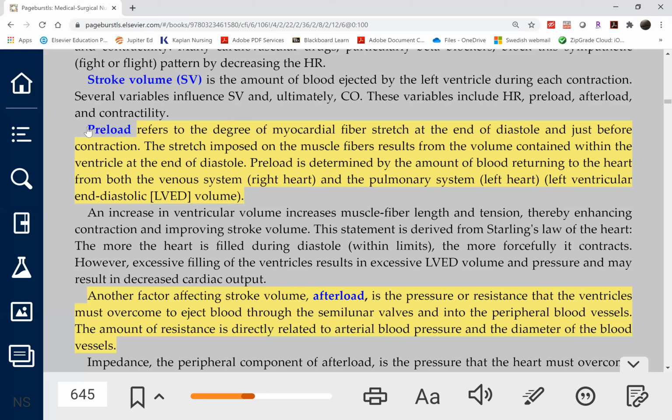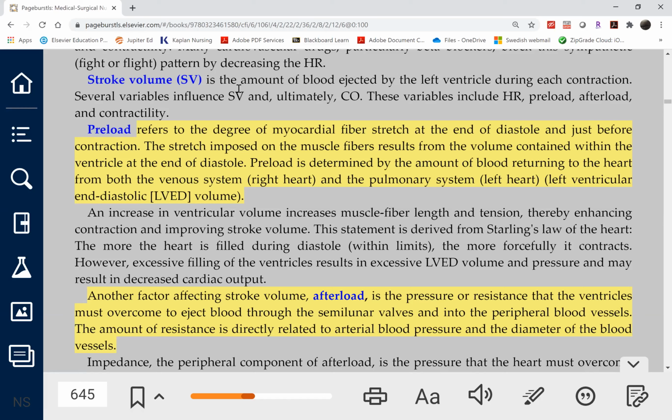Please tell us preload. Preload refers to the degree of myocardial fiber stretch at the end of diastole and just before contraction. The stretch imposed on the muscle fibers results from the volume contained within the ventricle at the end of diastole. Preload is determined by the amount of blood returning to the heart from both the venous system, right heart, and the pulmonary system, left heart, left ventricular end-diastolic LVED volume. Should I keep reading? Thank you.